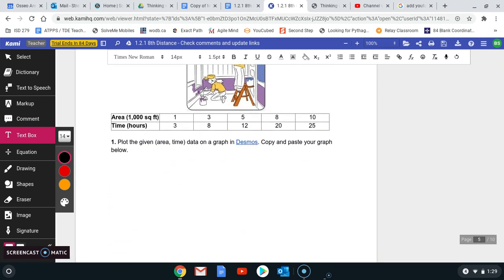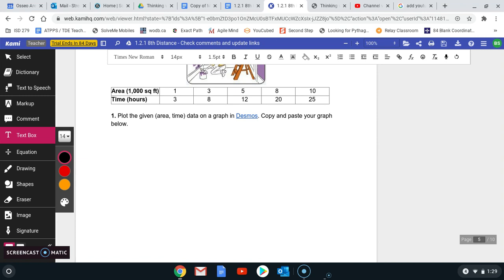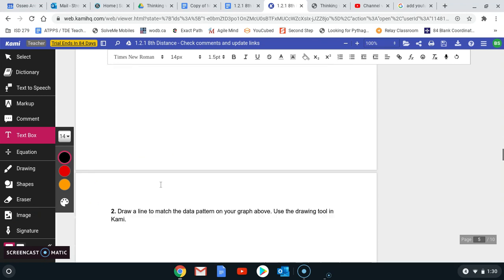The first question in section C is telling you to plot the data in the graph in Desmos and put the graph into your assignment. Now remember, if you can't access this image section, please see your teacher for their code that will allow you to gain access to this image tool.